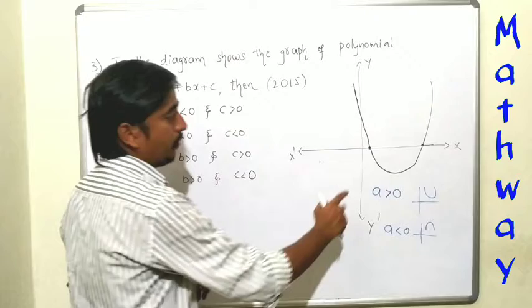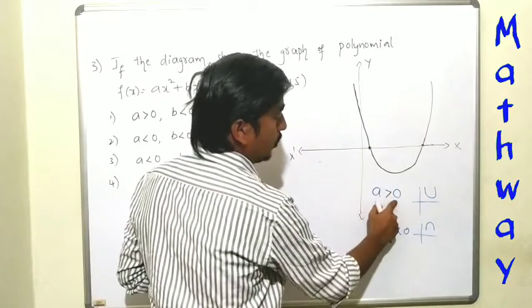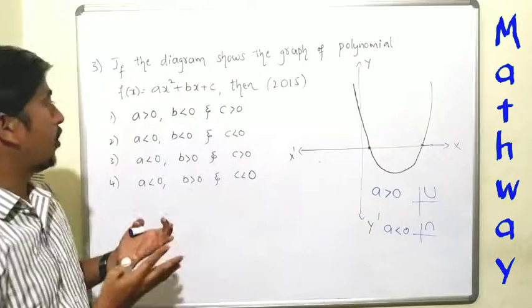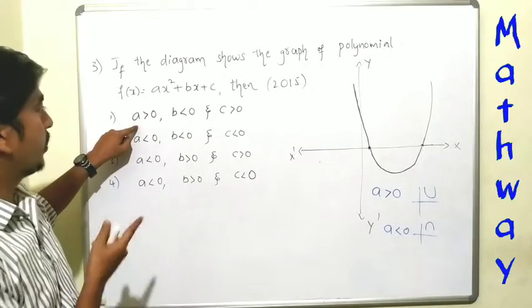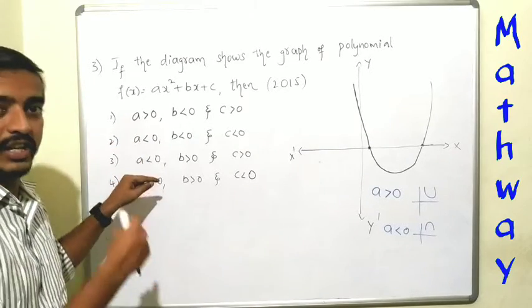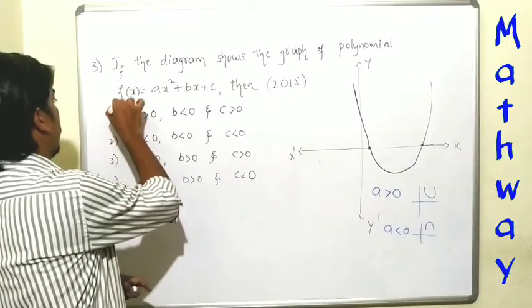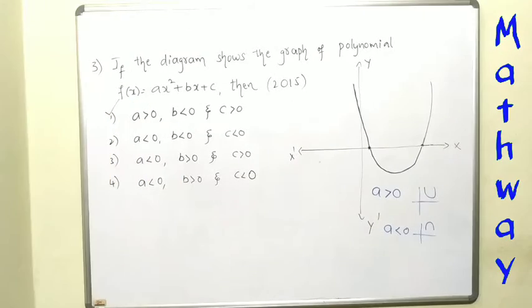So it is the U-shaped parabola, right? So a should be greater than 0. From the options, which option has a greater than 0? First option, a greater than 0. Remaining all are a less than 0. So directly option 1 is the correct answer.